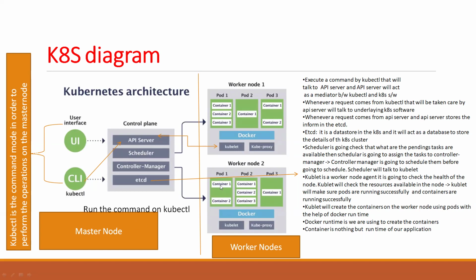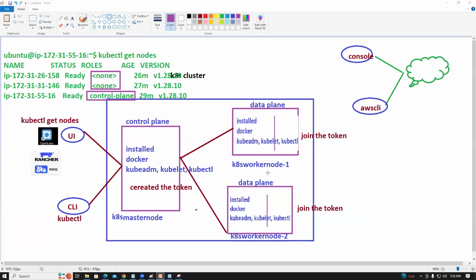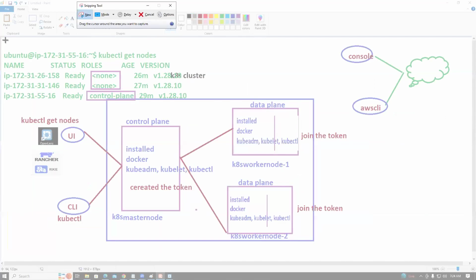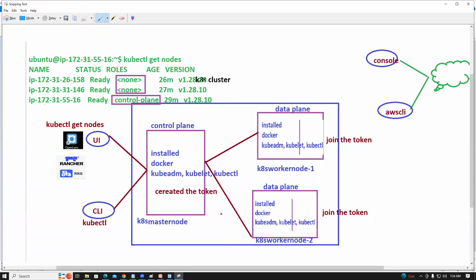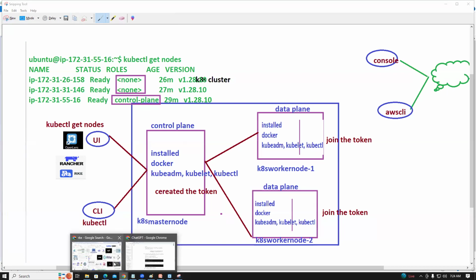Guys, understood? Now you understood a little bit, right? So this is the real time. We install Docker, kubeadm, kubectl on all three servers. Then we join from the master plane to the worker nodes.